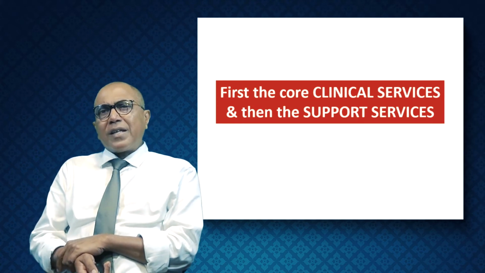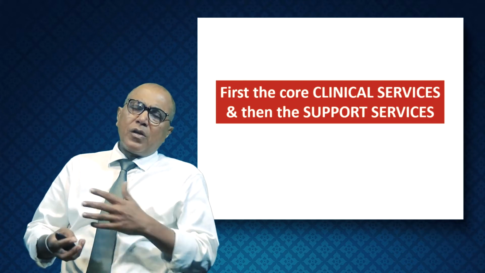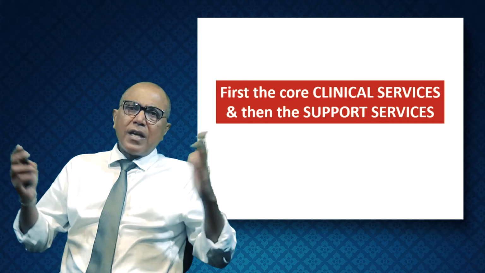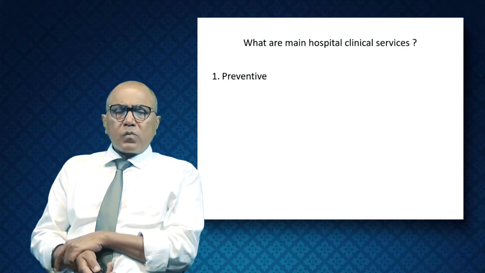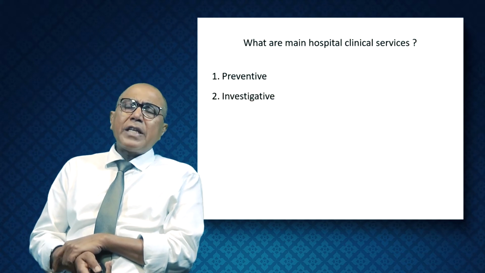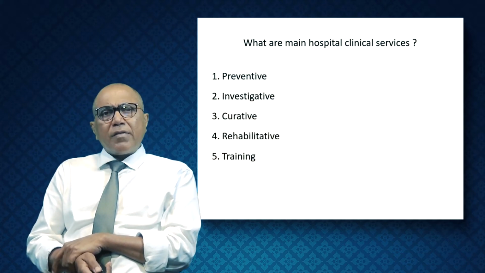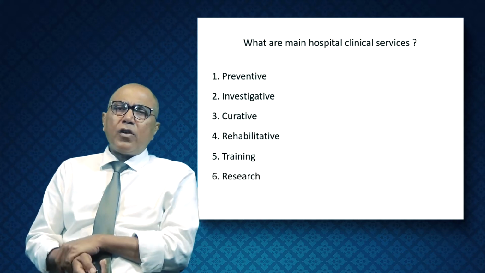Let's look at the clinical services. When you're looking at the processes, when you look at the system or operational management, it's nice to look at the clinical services first, then allocate the resources accordingly. So, what does the hospital have? We have preventative care, investigative care, curative care, rehabilitative care, training, and of course, the research. This is the main component of any hospital.